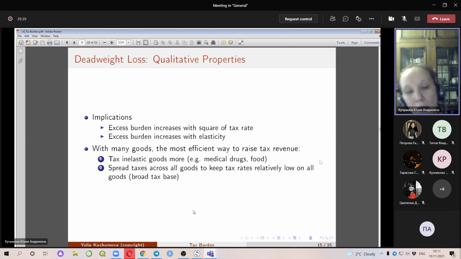Okay, so a couple of implications that we can draw from those formulas. First of all, we see that excess burden, or deadweight loss, increases with the square of the tax rate. And the second is that excess burden increases with elasticity. And from those, we can immediately say that with many goods, the most efficient way to raise tax revenue would be to spread taxes across all goods to keep tax rates relatively low on all goods, and also to tax inelastic goods more. There is a potential concern about that first bullet here. I wouldn't talk much about it, I'm just confirming that, yes, there is a potential concern, and you probably already discussed this in your other courses, but we'll talk about it later.